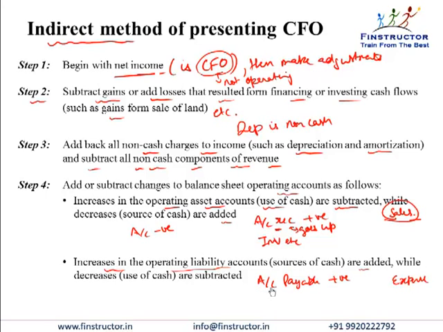of operating liability accounts, that is if the account payable now goes down, that means not only did I pay my expense for this period, I also paid some of earlier periods payables, hence more cash was used up, or decreases in operating liabilities will be subtracted from the cash coming from the net income. So we'll understand this much better with the help of an example, but this is the indirect method of presenting the CFO.